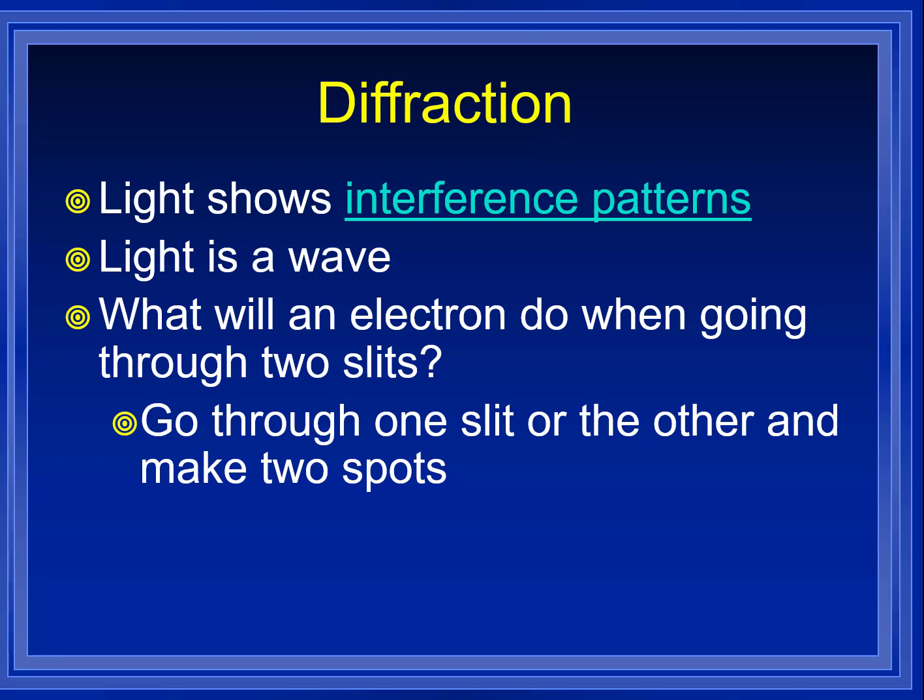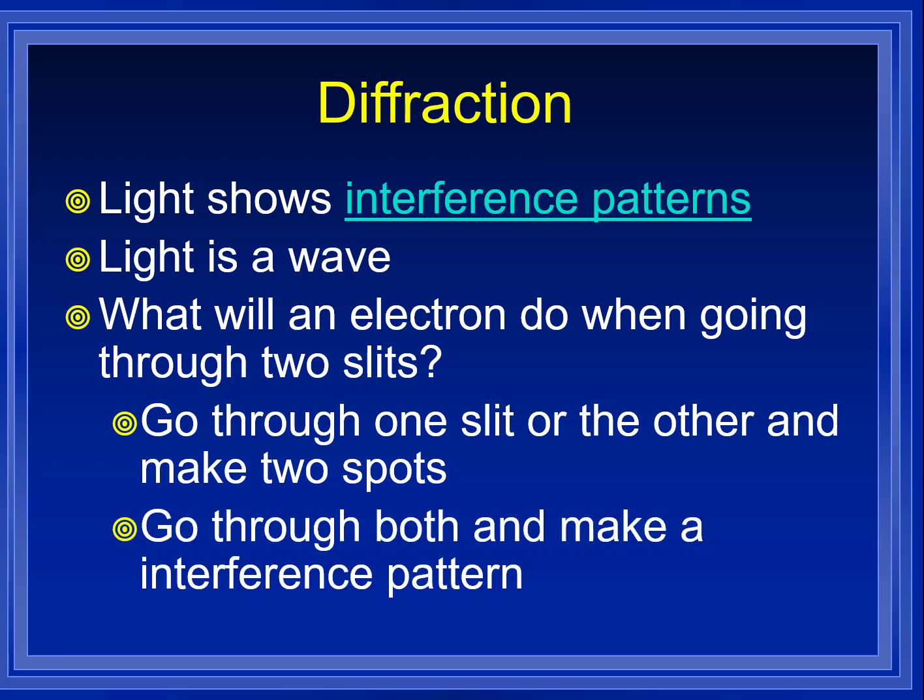Remember the bowling example from Friday. The bowling ball either had to go through one side or the other, and you were never going to be able to get a strike because you would never get the head pin. It could never go down the middle of the alley. Right? Or will it go through both slots at the same time and make an interference pattern?